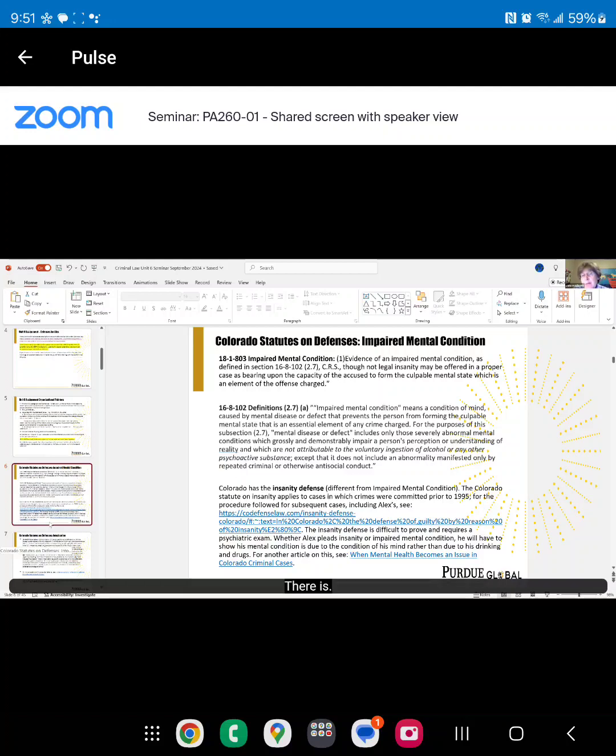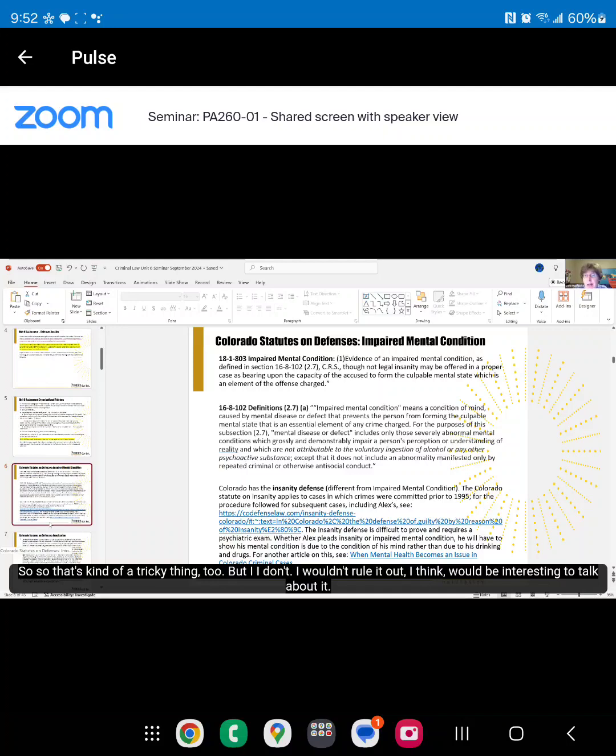Colorado does have a guilty but mentally ill category too, so you could certainly talk about that. The tricky thing about Colorado is that the statute on insanity applies to cases that were committed prior to 1995. So it actually is under this different approach, but this Colorado defense law page explains it well. That's kind of a tricky thing too, but I wouldn't rule it out. I think it would be interesting to talk about it.